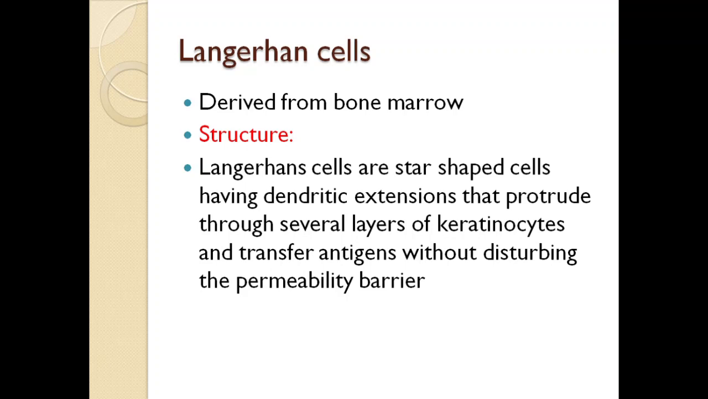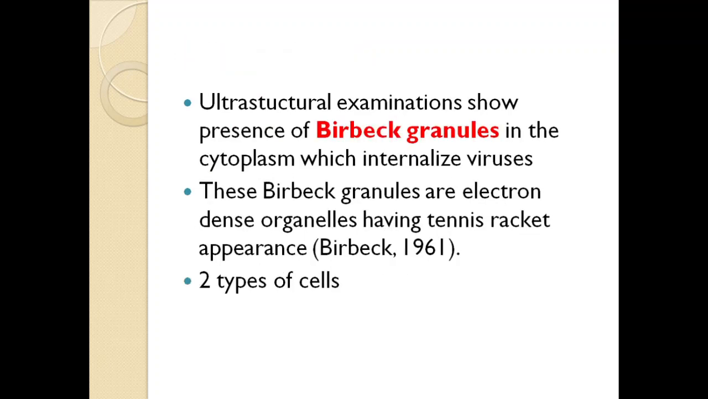Structure: Langerhans cells are star-shaped cells having dendritic extensions that protrude through several layers of keratinocytes and transfer antigen without disturbing the permeability barrier. Ultrastructural examination shows the presence of Weber granules in the cytoplasm which internalize the virus. These Weber granules are electron-dense organelles having a tennis racket appearance.